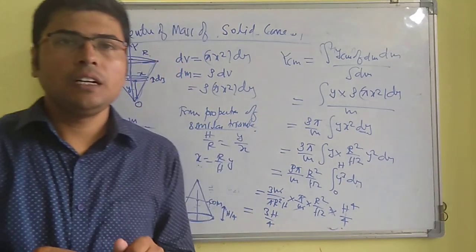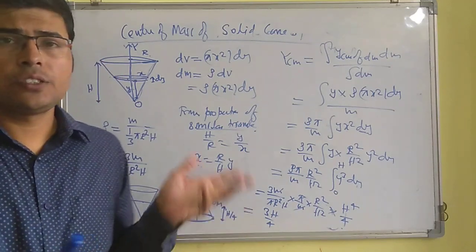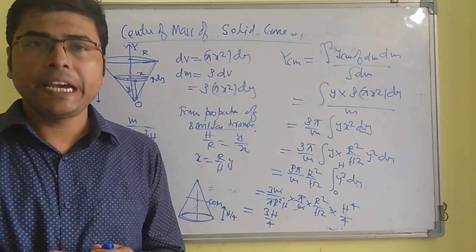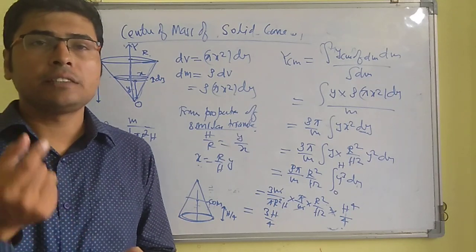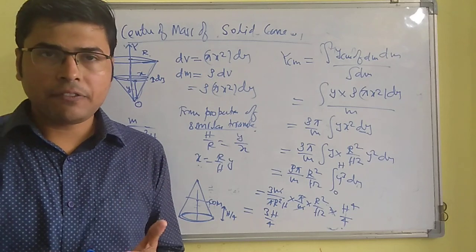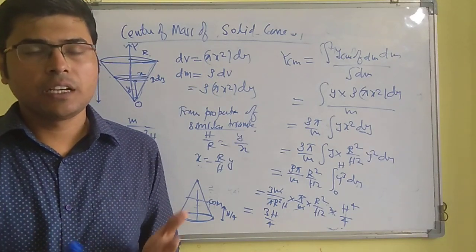Simple. So this is it. So center of mass of hemi-solid sphere is at a distance of 3r/8 from its base, and center of mass of solid cone is at a distance of h/4 from its base.